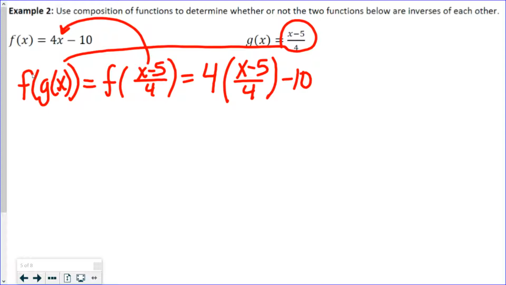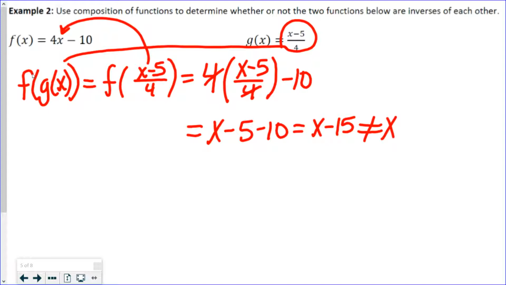When we multiply this out, 4 divided by 4 would just be 1. So this would be x minus 5 minus 10. Negative 5 minus 10 would be negative 15. So this guy does not equal x. Not equal to just plain old x, right? So these two functions are not inverses of each other. That's what you just proved. Now, if you get it to where it doesn't equal x, you might want to go back and check your work. Sometimes we make some calculation errors, but in the end, if you get it to where it's not equal to just x, they're not inverses of each other.